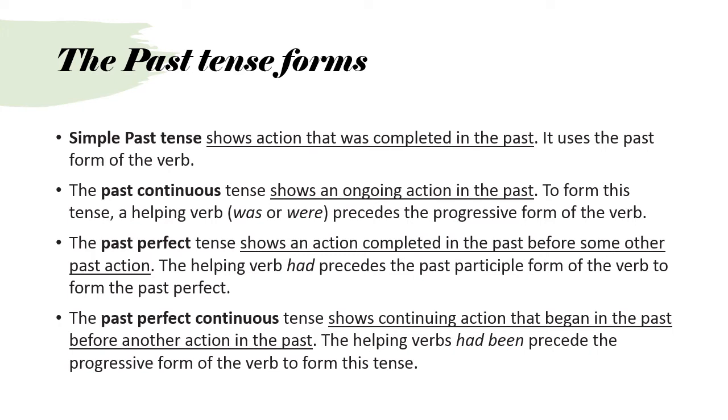The past continuous tense shows an ongoing action in the past. To form this tense, a helping verb was or were is used, and it precedes the ing form of the verb. If it's singular, it is was, and if it's plural, were is used. The past perfect tense shows an action completed in the past before some other past action. The helping verb had precedes the past participle form of the verb to form the past perfect.